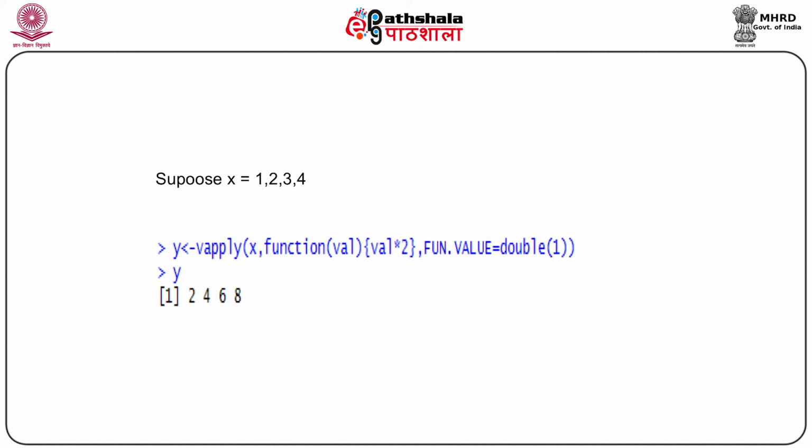So let's see how it works. Suppose we are taking x to be 1, 2, 3, 4. So these 4 values are there within x. Now if we write the function within vapply, then R will give us the following thing. So basically R is returning us twice the values that we had given it. So we are stopping our discussion here.